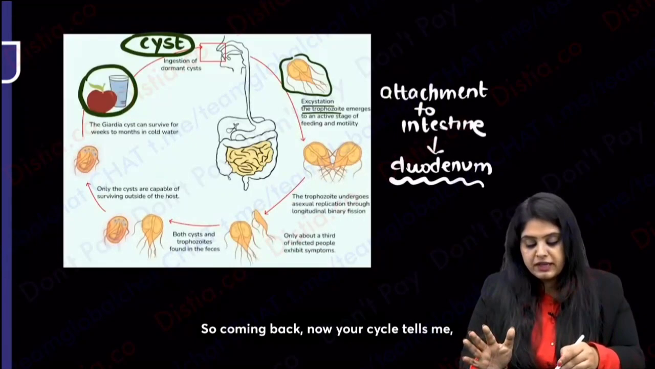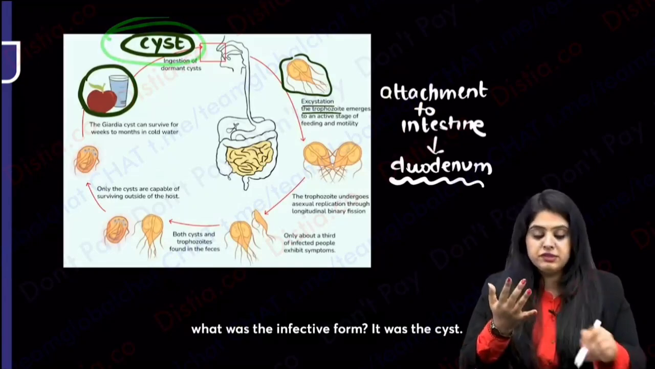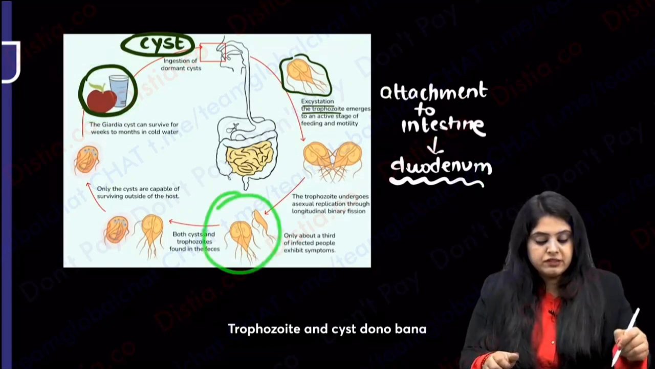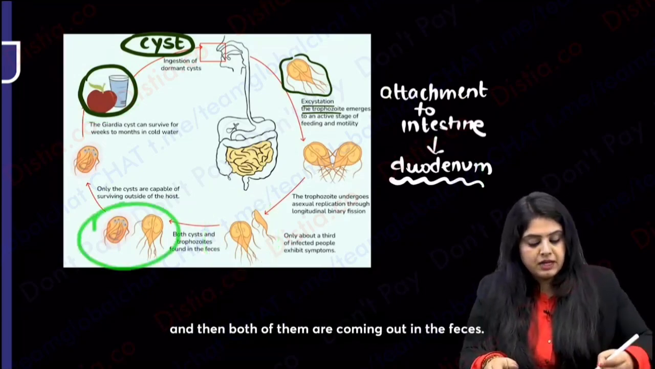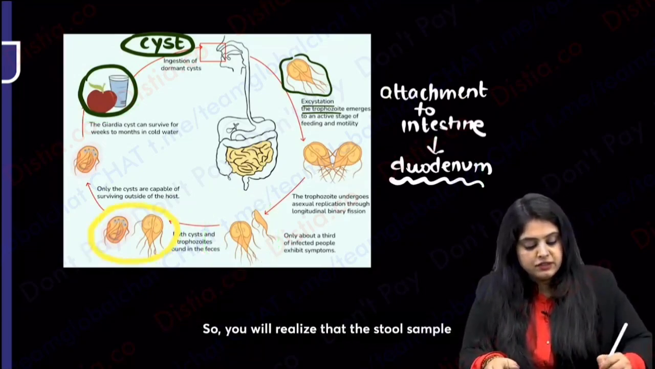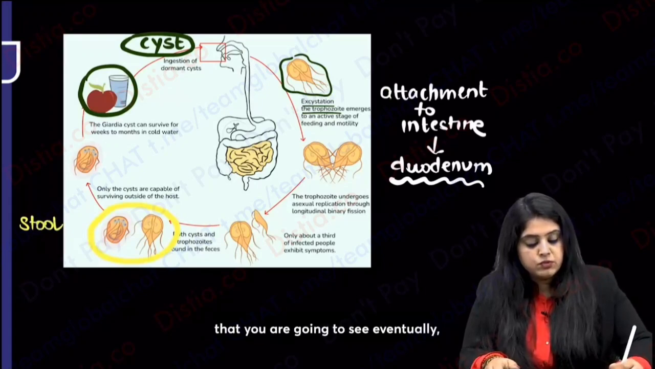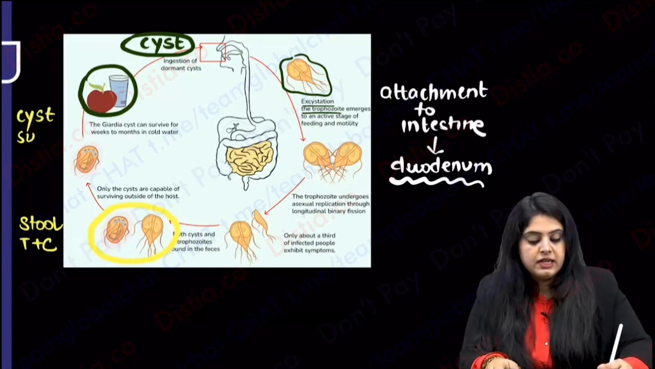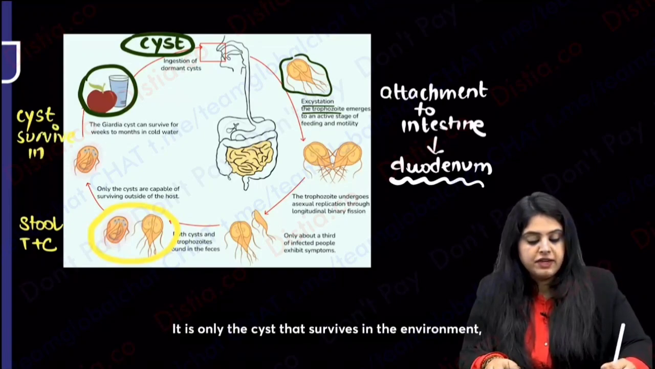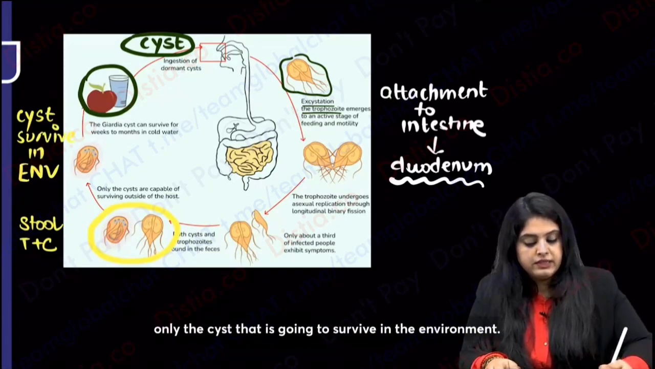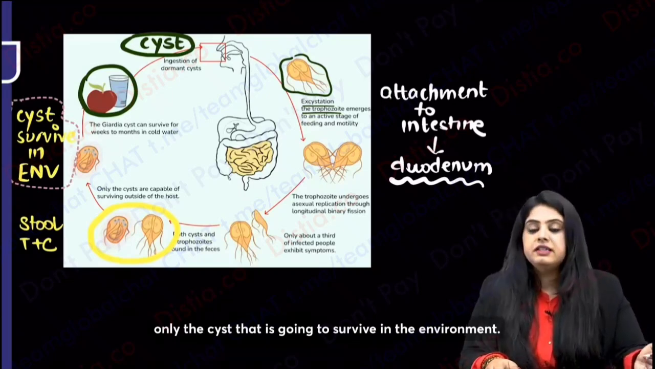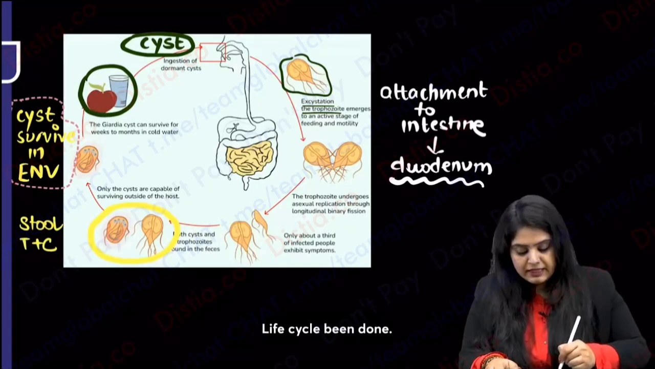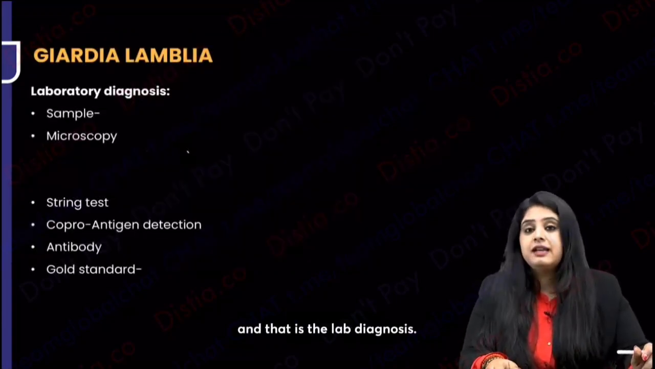So coming back, now your cycle tells me what was the infective form. It was the cyst. How did you get it? By eating. Where did it go? It went to the duodenum. Trophozoite and cyst both formed, and then both of them are coming out in the feces. So you will realize that the stool sample that you're going to see eventually will have the trophozoite and the cyst. But who will survive in the environment? It is only the cyst that survives in the environment, and that is what will eventually come back to us. Life cycle being done, let's go on to the next part, and that is the lab diagnosis.